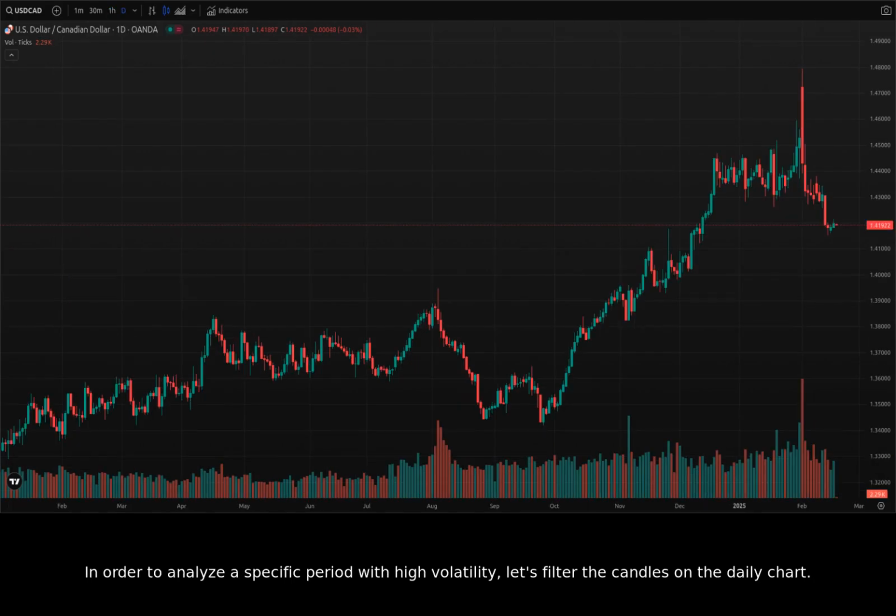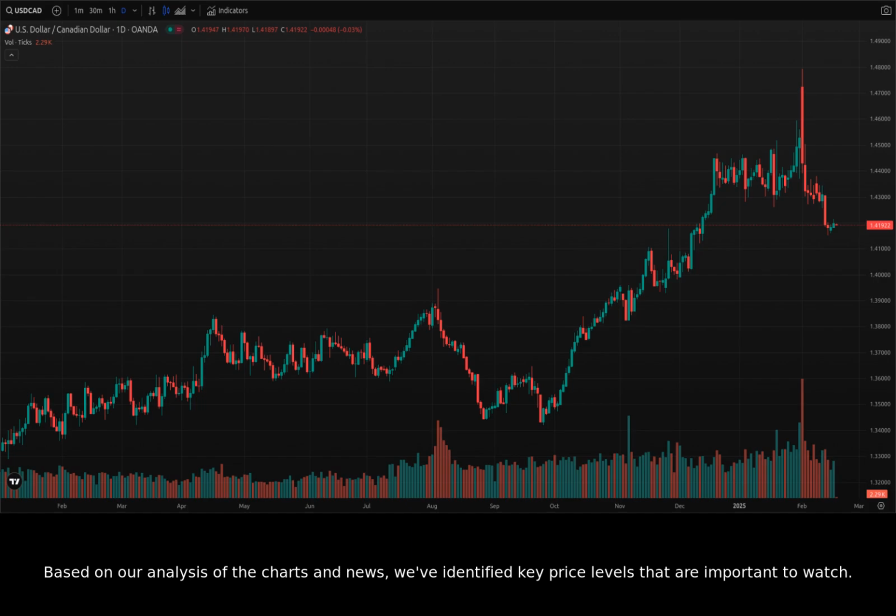In order to analyze a specific period with high volatility, let's filter the candles on the daily chart. By focusing on a relevant time frame, we can better analyze the major resistance and support levels in this period. This will allow us to see how these support and resistance levels affected short-term price movements.